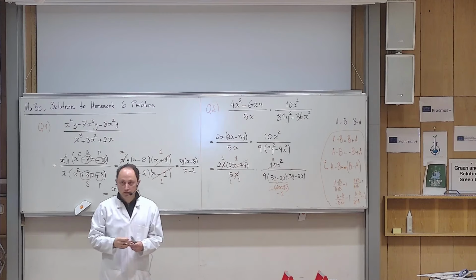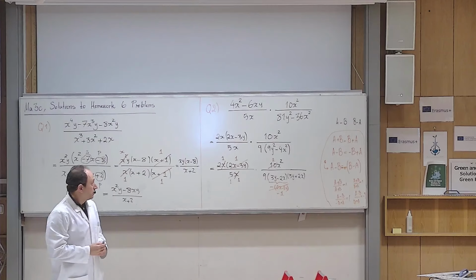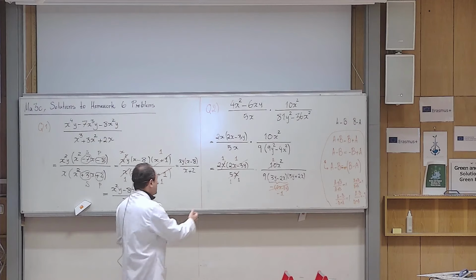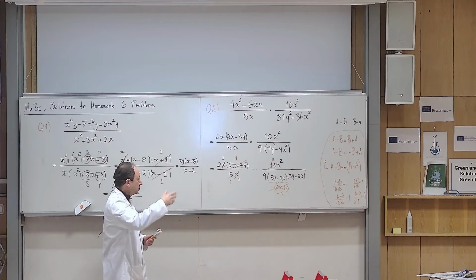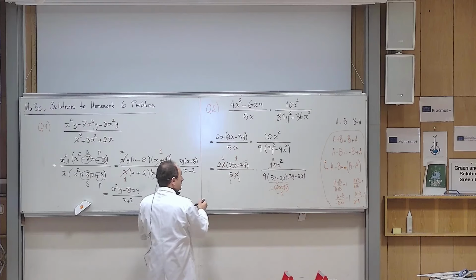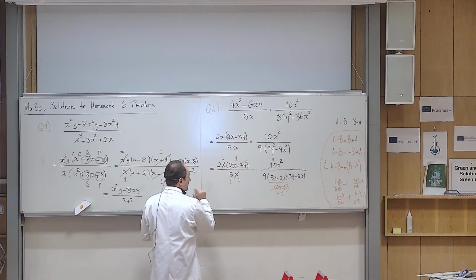Yes? I had a question with the 10x squared. How did you make it into 2x? I simplified 5 with 10. Oh, so you're doing that. Yes, the cross method. Okay, now let us write everything, so that I'm sure that we are not making any mistakes.